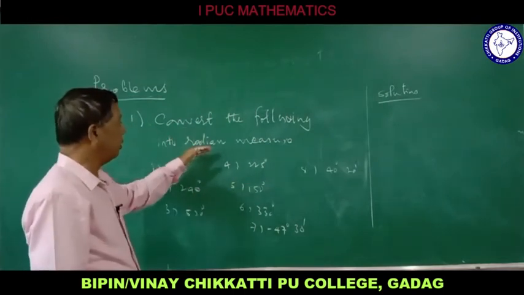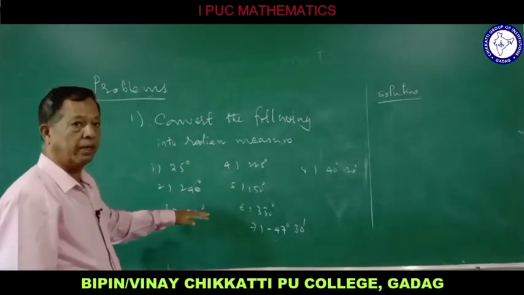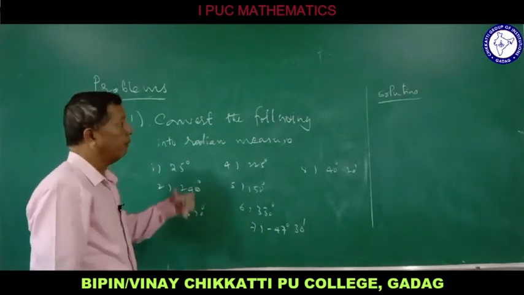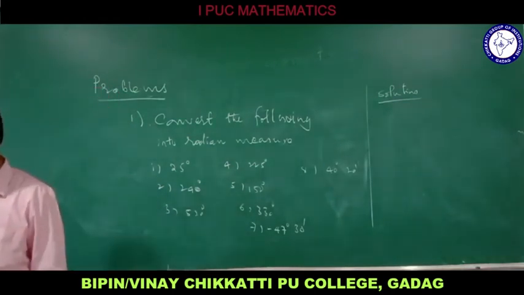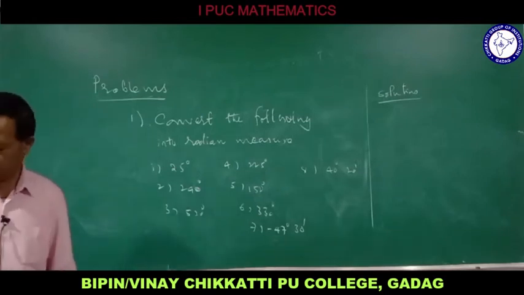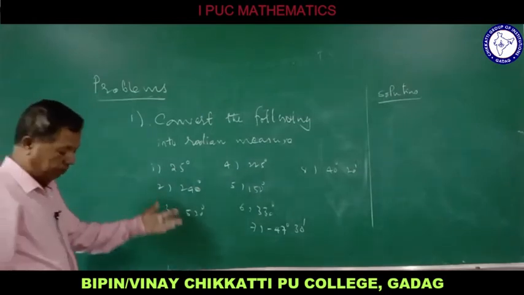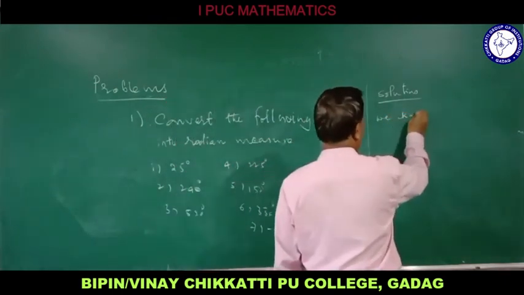Convert the following into radian measure. There are 8 problems in degrees that should be converted into radian. So I am using the simple method, and accordingly you can see the result. So we have to convert degree to radian, and we know the simple method.